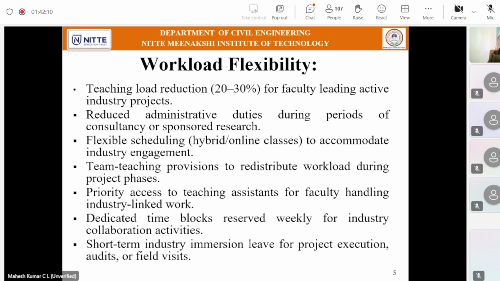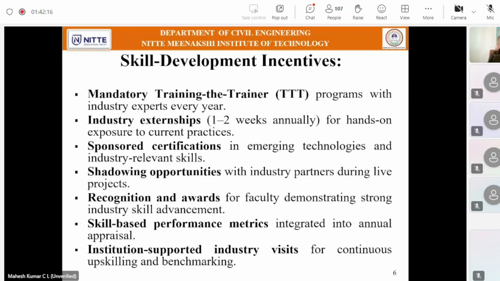Every month, at least some 8 to 10 days should be given as leave for completion of the projects. So that is about the workload. Then, talking about the skill development incentives: mandatory training-the-trainer and master trainer programs with industry experts should be organized inside the college every year. And then we should have industry externships.